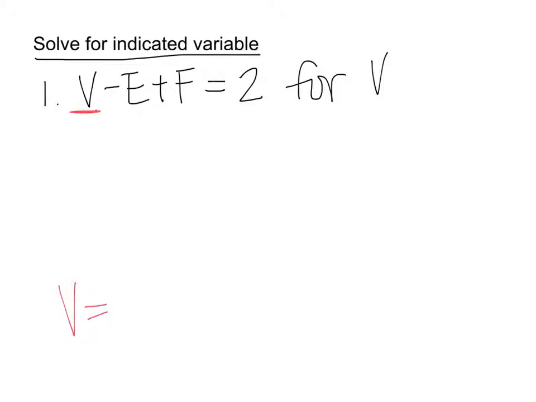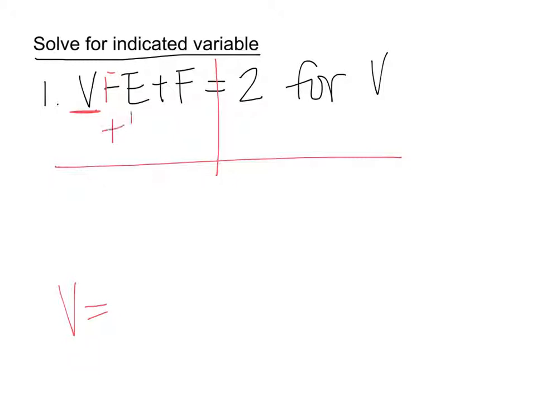Now, because you have more than one variable, your answer will not be a number or an integer. So I'm going to start the same way. I'm going to add a negative e. I'm going to do SEO. So I need to move everything that's next to v onto the other side. So I have two things. You can move either one first.